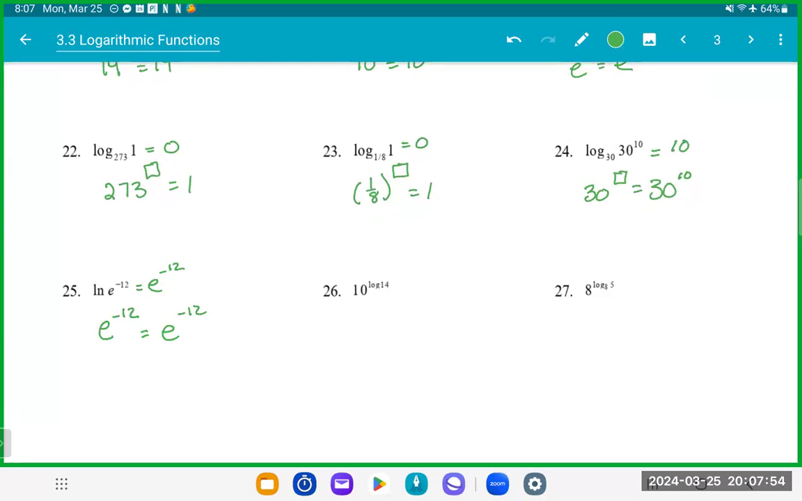Log or 10 raised to the log 14. Because it's together, that's just going to equal 14, because the 10 and log base 10 kind of counter each other out and it leaves us with the 14. Similar over here, where we have log base 8, 8 raised to the log base 8 of 5 is just going to be the 5, because you could think of these as kind of countering each other out.